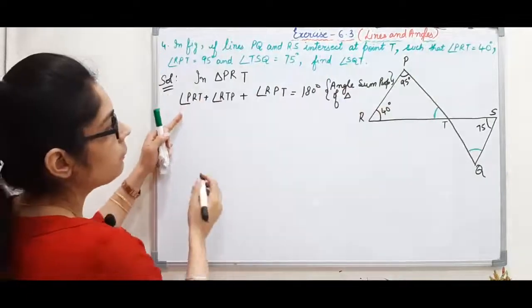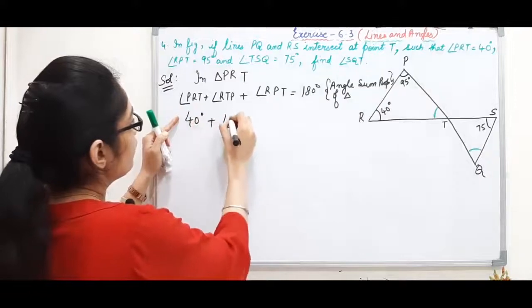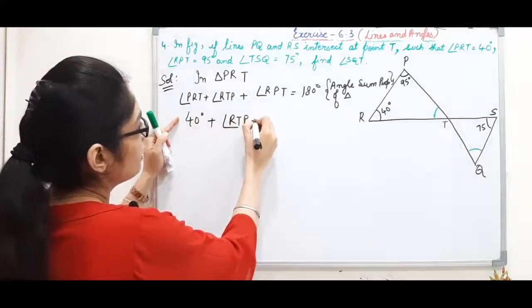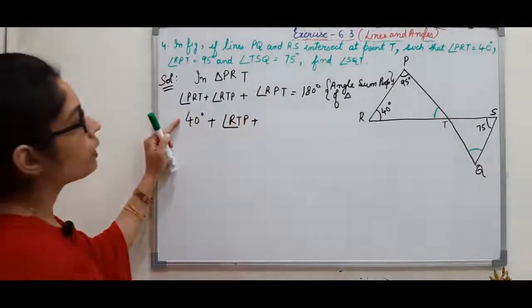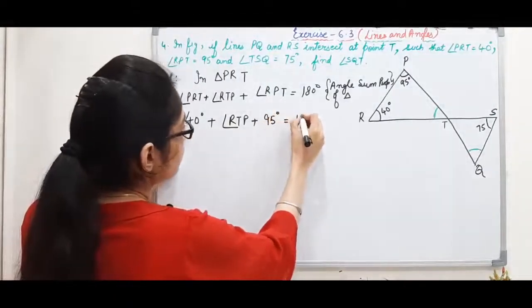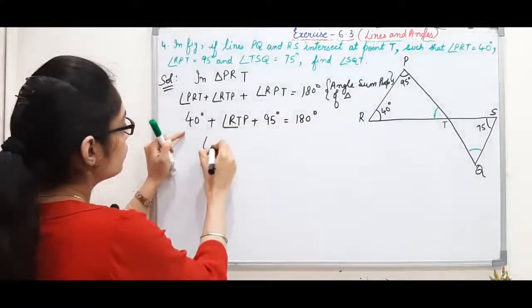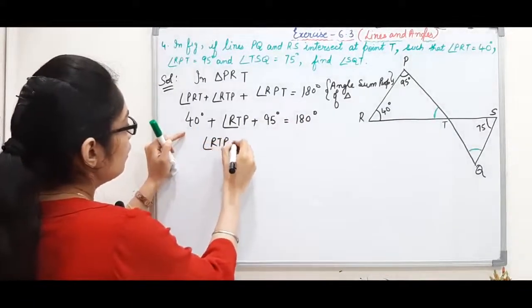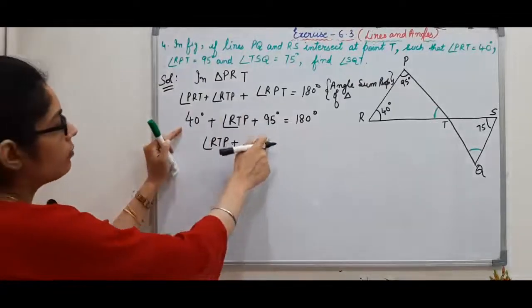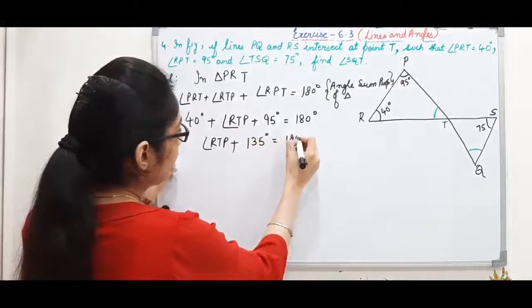So angle R is equal to 40 degrees. Angle T we have to find, so RTP we have to find, and angle RPT is also given to us as 95 degrees. It is equal to 180 degrees. Now we can add these two. So RTP plus 40 plus 95, it is equal to 135, which is equal to 180 degrees.